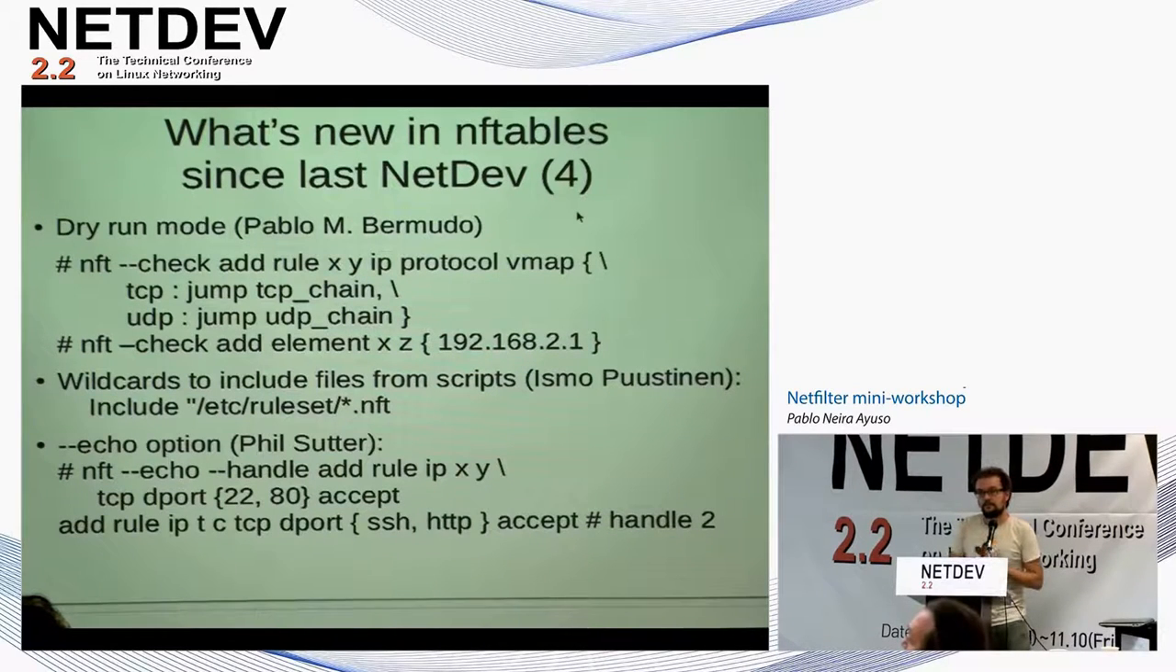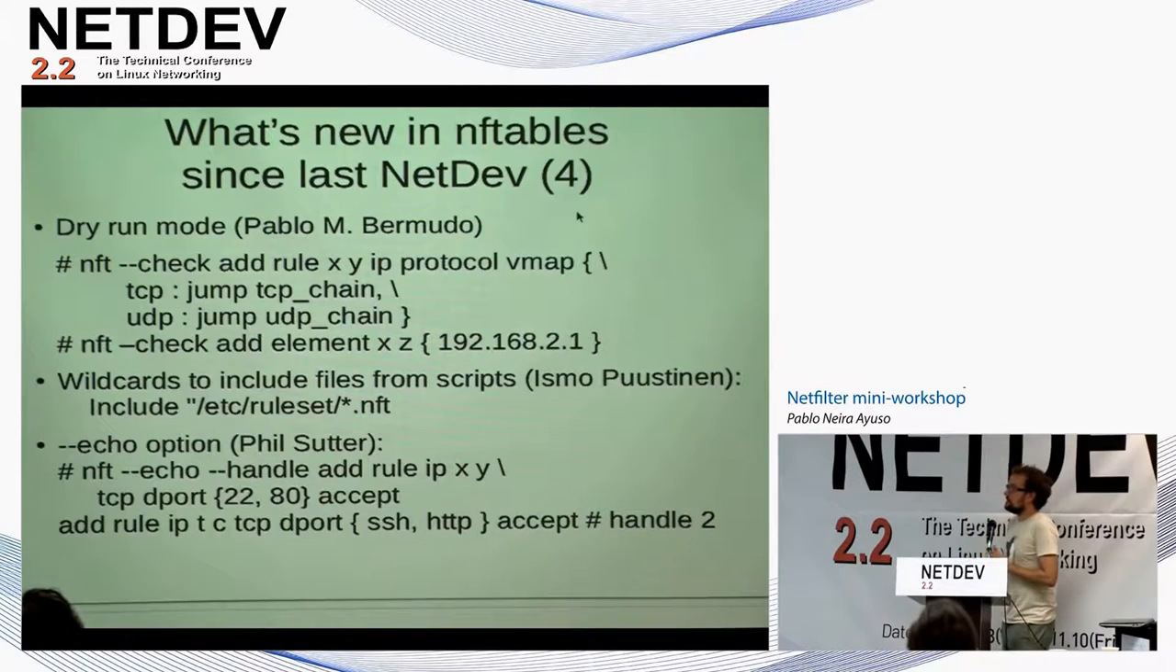Yes? How do you test it? So without committing, if you unload certain rules there, how do you test whether it actually works? So you want to test if the rule is there? Yes, this is testing if this rule would be added. I mean, it is testing if the table X exists, if the chain Y exists, and if there is any reference to, for example, the TCP chain, and whether the UDP chain also exists. So it's basically validating that the rule would apply cleanly.